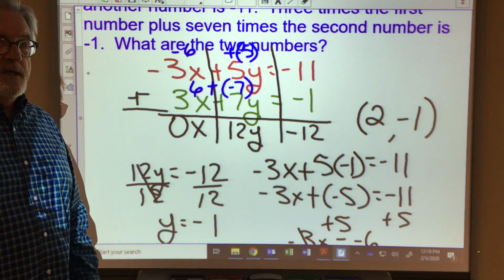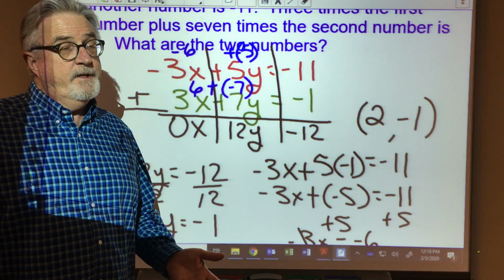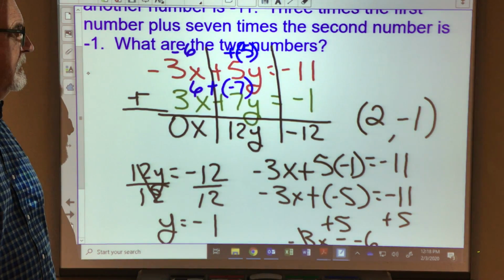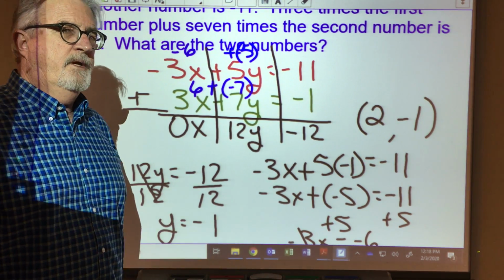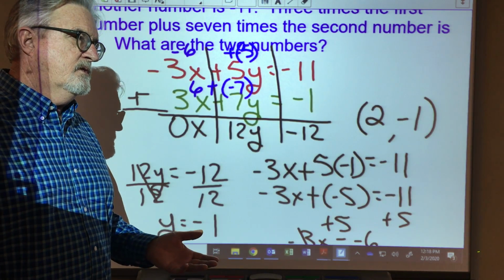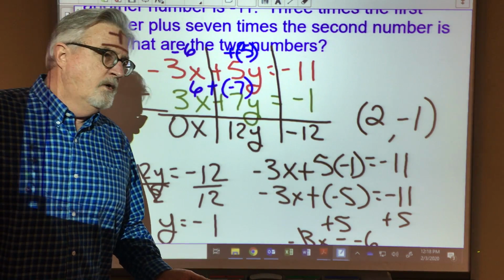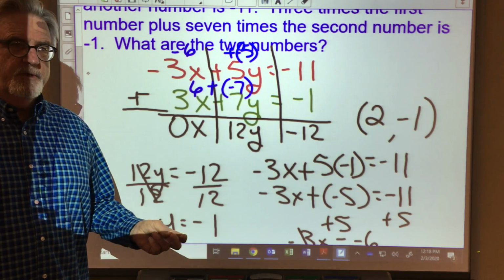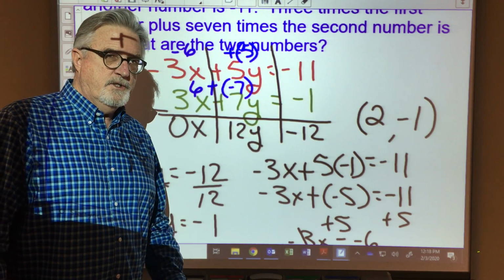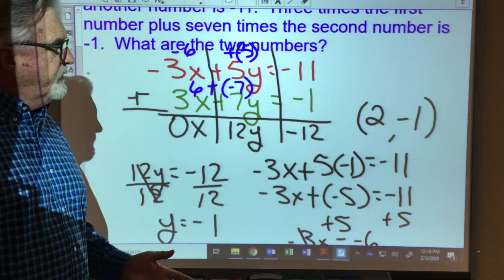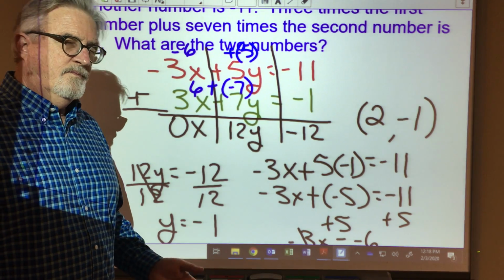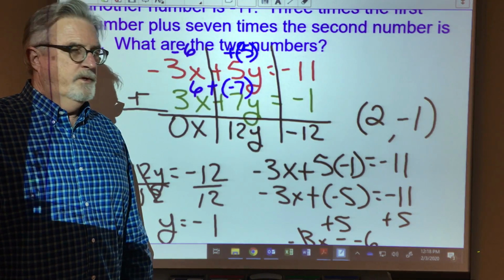Now it's up for you to decide. Today you're going to use elimination on your assignment, but after we practice elimination a few times, you're going to see that some problems are easier to solve using substitution, and some are easier to solve using elimination. So after a couple days of practice, it's going to be up to you to decide which way you want to go.